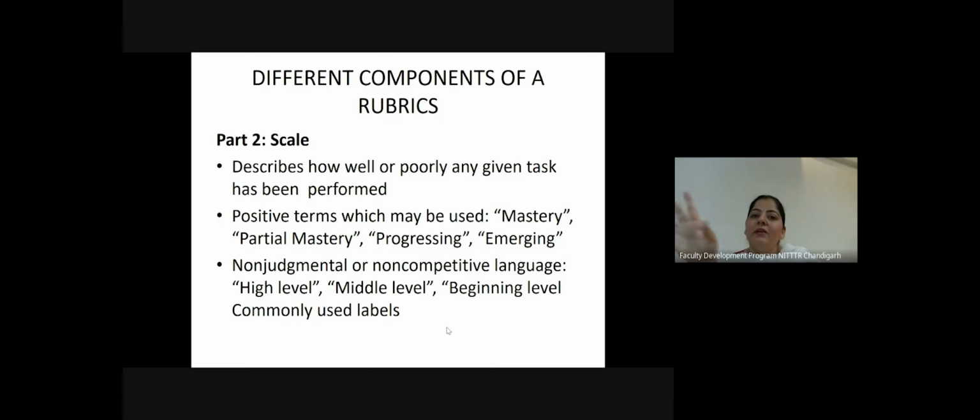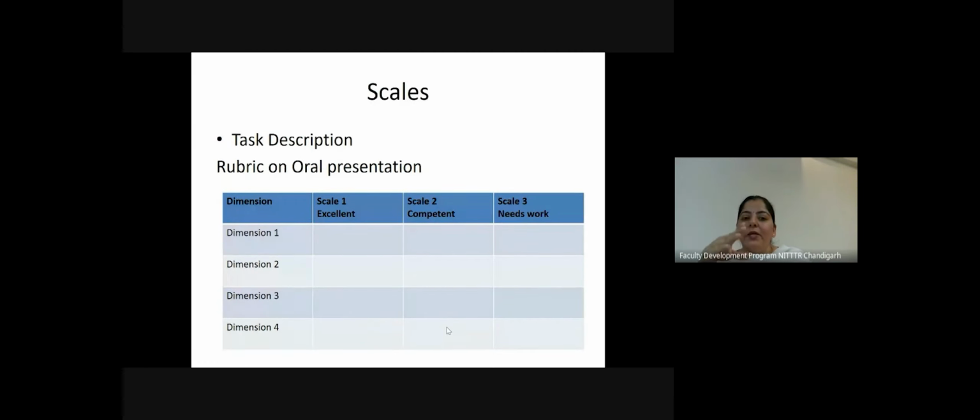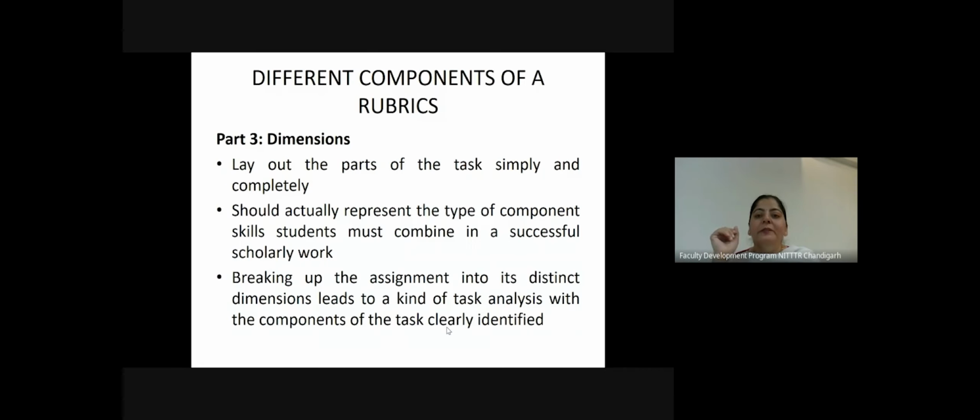For master's level, if he or she is not able to present orally, that candidate is fail in that particular dimension. So उसको बहुत effort डालने की जरूरत है to get good marks or good score. तो जब हमने scale define करना है, again the level of the students come into picture. So quantitative can also be there, qualitative can also be there, and if it is possible, use positive verb terms, non-judgmental and non-competitive language for the student. तो हमारे दो पार्ट हो गए, स्केल हो गया, टास्क डिस्क्रिप्शन हो गया, देन द डायमेंशंस ऑफ द रूब्रिक शीट.